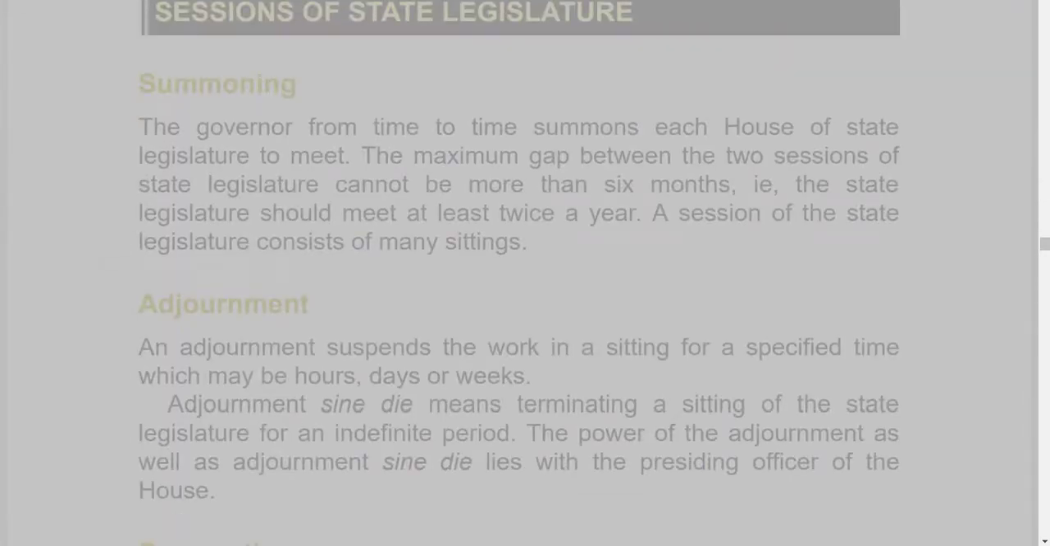Sessions of State Legislature. Summoning. The governor from time to time summons each house of state legislature to meet. The maximum gap between the two sessions of state legislature cannot be more than 6 months, i.e., the state legislature should meet at least twice a year. A session of the state legislature consists of many sittings.